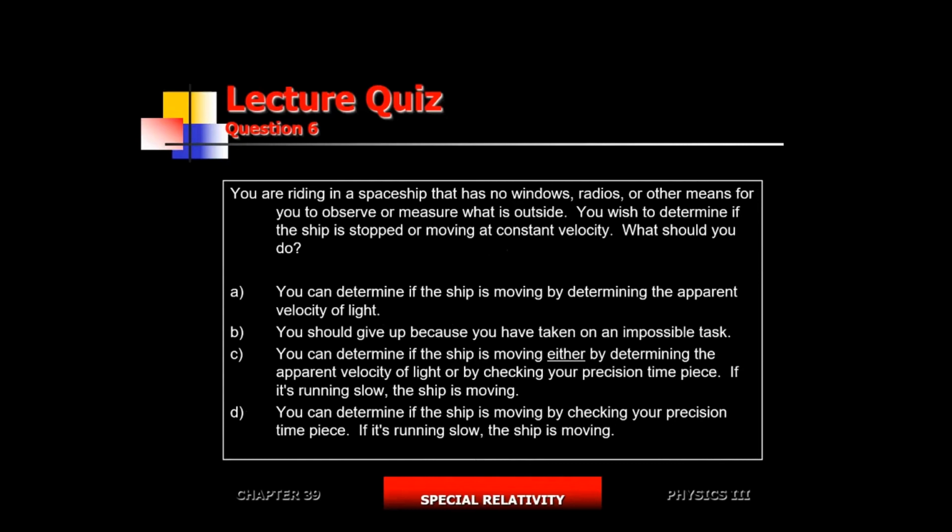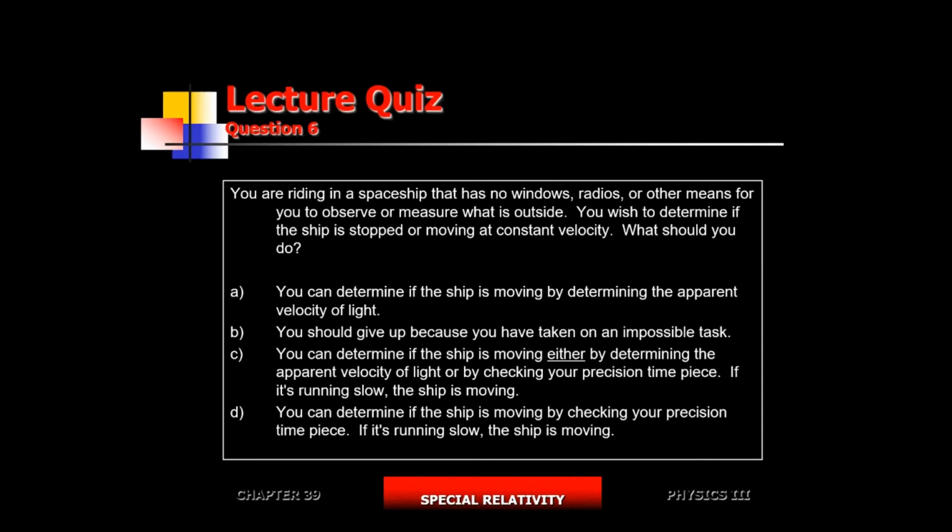So you're in a spaceship. It's got no windows. You've got no radios, obviously no TVs. All right, so there's no other means for you to observe or measure what's on the outside, right? And now you're trying to figure out whether or not the ship is stopped or moving at a constant velocity. How can you figure it out?